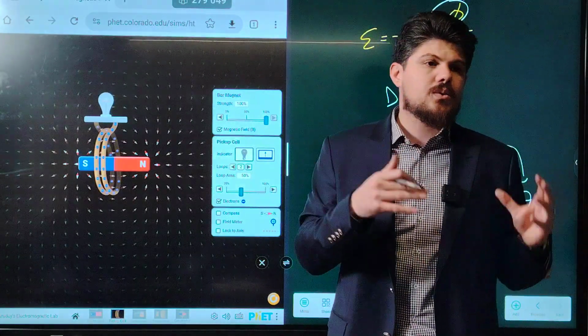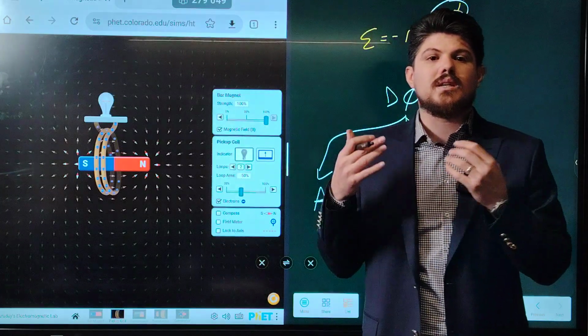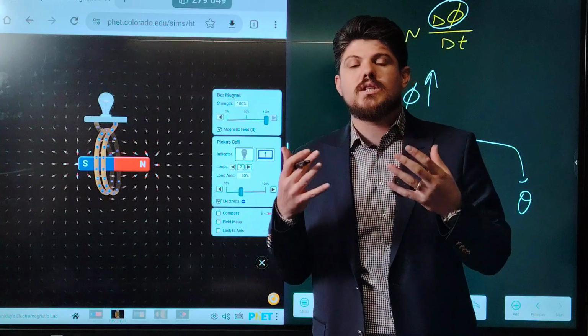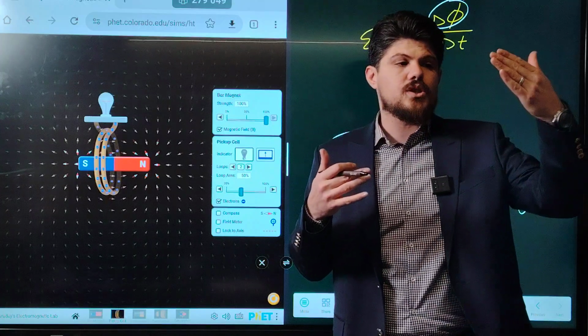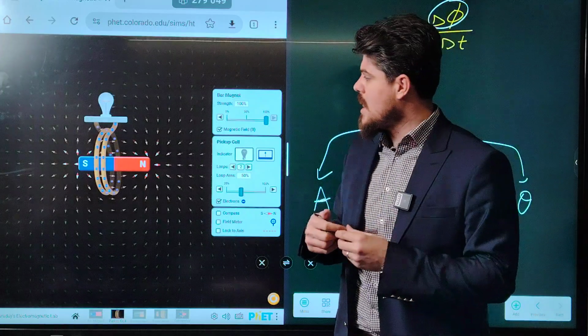Change in magnetic field, is it an increase or a decrease? Both. By increasing or decreasing the magnetic field, flux changes. Why? Because we can obtain a change in magnetic flux by increasing or by decreasing. Change means that both decrease or increase.